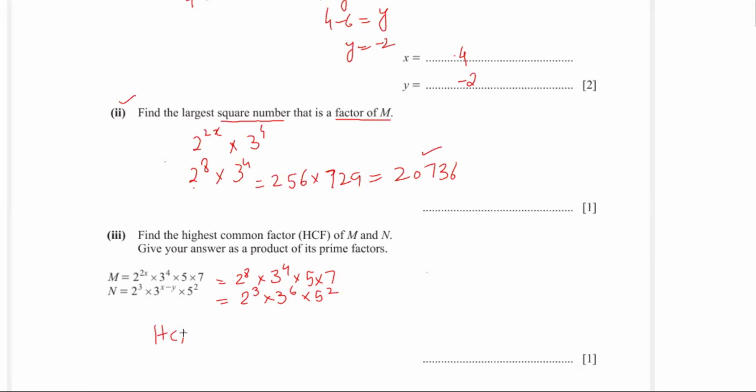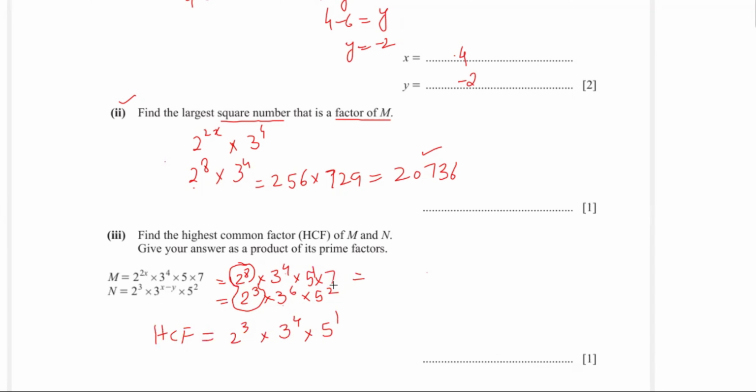Now HCF is the highest common factor. To find the highest common factor, we take the common prime factors of m and n. You see here the common between 2 power 8 and 2 power 3 will be 2 power 3. And between 3 power 4 and 3 power 6, the common will be 3 power 4. For 5 power 1 and 5 power 2, the common prime factor will be 5 power 1. We write the lowest power between these factors.